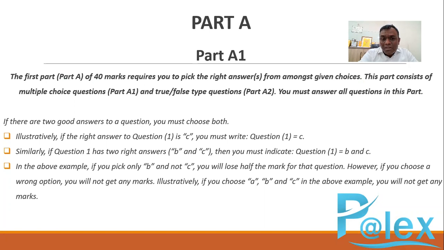In the above example, if you pick only B and not C, then you will lose half of the marks. However, if you choose a wrong option, for example if you choose A, B, C, then you will not get any marks. So that means you have to select the correct answers first, whatever number of correct answers there are, and if you select any wrong answer, then you would not get any marks. But if there are two correct answers and you select only one correct, then you would get the marks proportionately. That would be half.